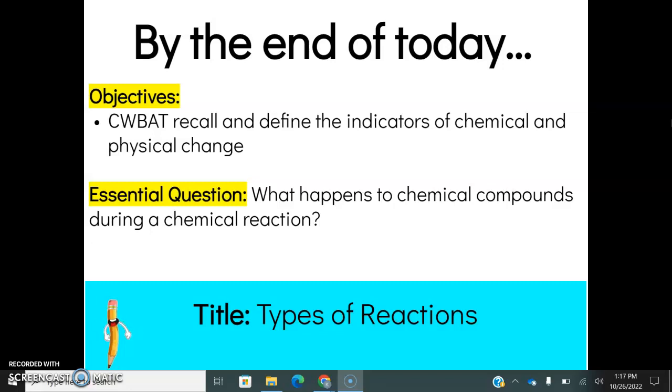So our objectives, we're going to be able to recall and define the indicators of chemical and physical change. And our essential question, what happens to chemical compounds during a chemical reaction? So let's go ahead and get started.